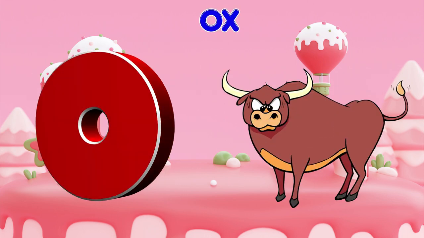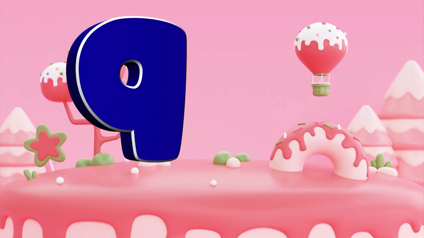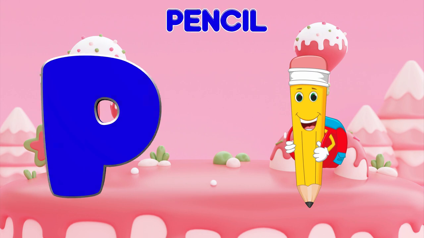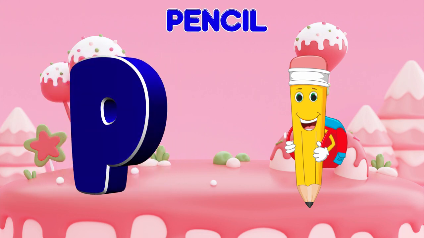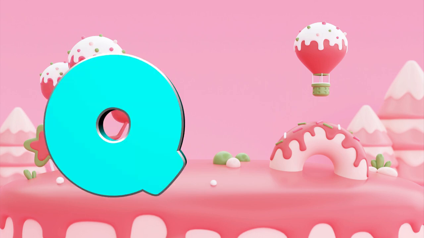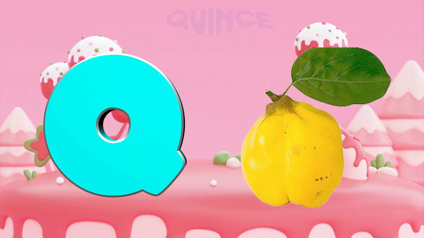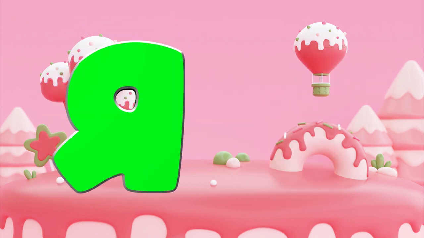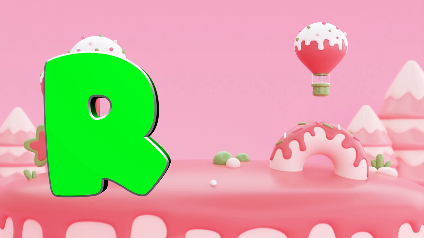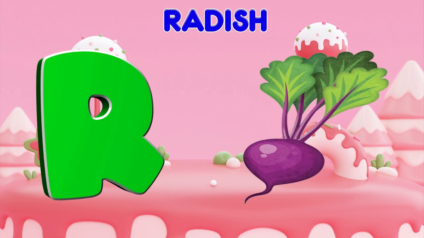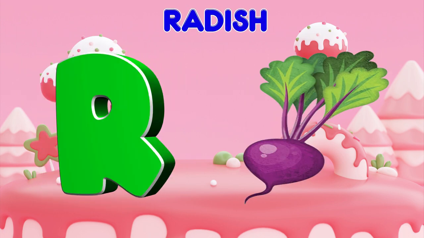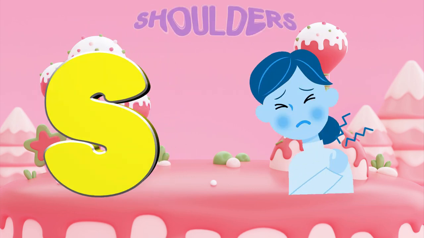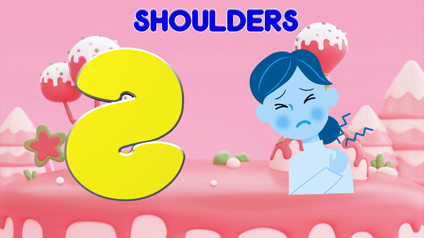O for ox. P. P for pencil. Q. Q for coins. R. R for radish. S. S for shoulder.